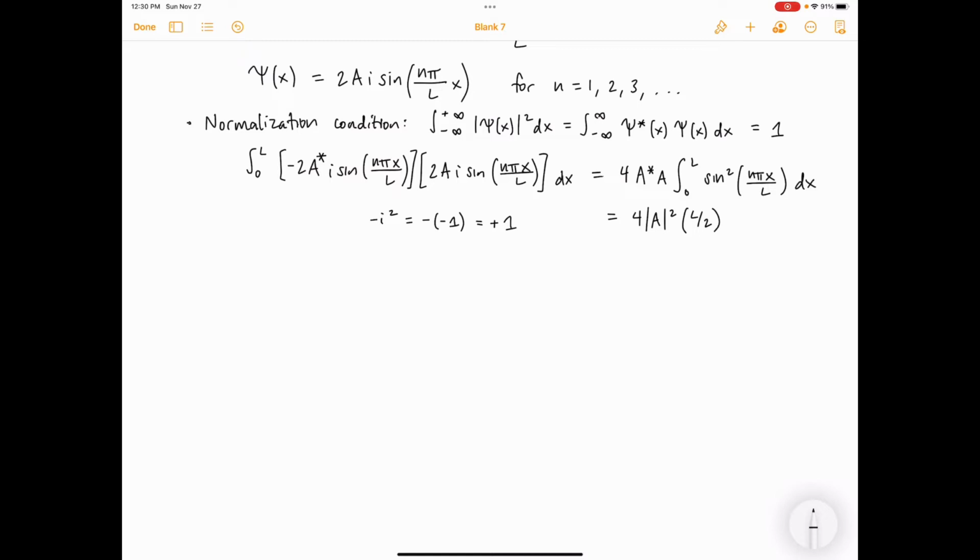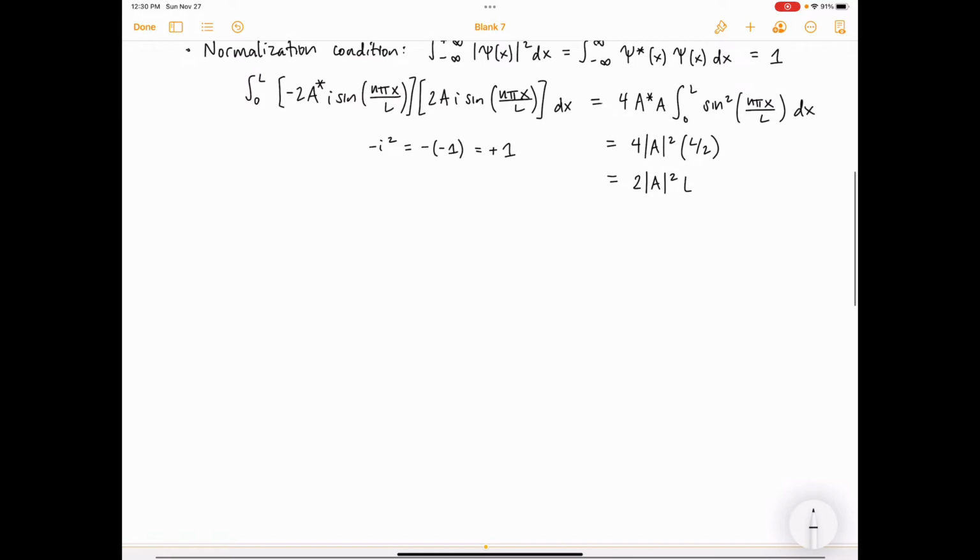Okay, so what do we have overall? Looks like we have an overall factor of 2, then the A squared, and then the L. And in order for the wave function to be normalized, that whole thing right there has to equal 1. So 2 times A squared times L is equal to 1. So what does that mean? It means A squared is equal to 1 over 2L.